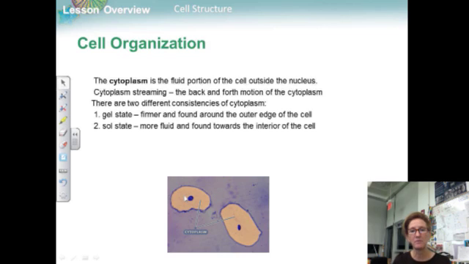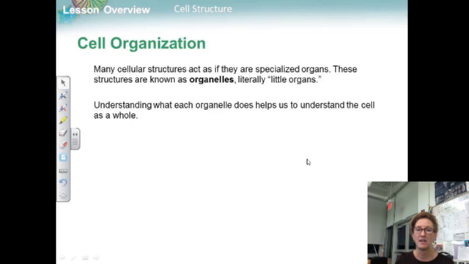Prokaryotic cells have cytoplasm as well, even though they do not have bound DNA in a nucleus. So many cellular structures act as if they are specialized organs, and these are known as organelles, and that word literally means little organs. So understanding what each organelle does helps us understand the cell as a whole.